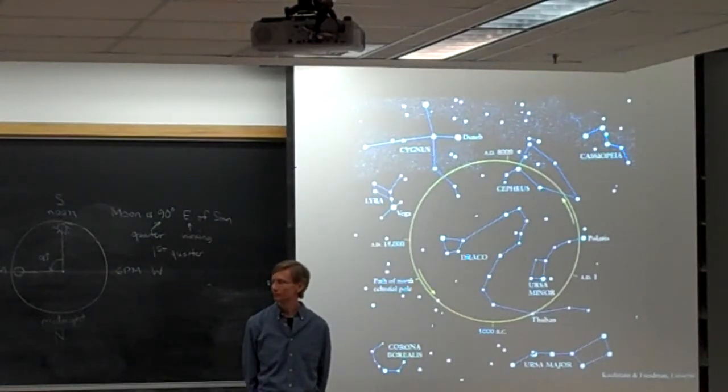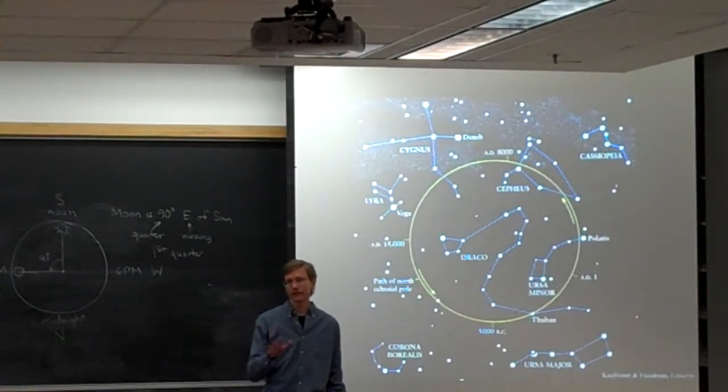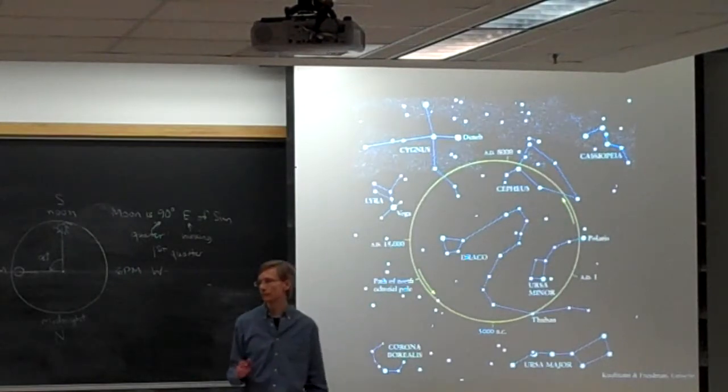Yes? What's the difference between a mean solar day and a sidereal day? So the sidereal day, your book actually gives a slightly incorrect definition of the sidereal day. The book says sidereal day is one turn of the Earth around its axis with respect to the distant stars. That's not the strict definition, although it's almost right.